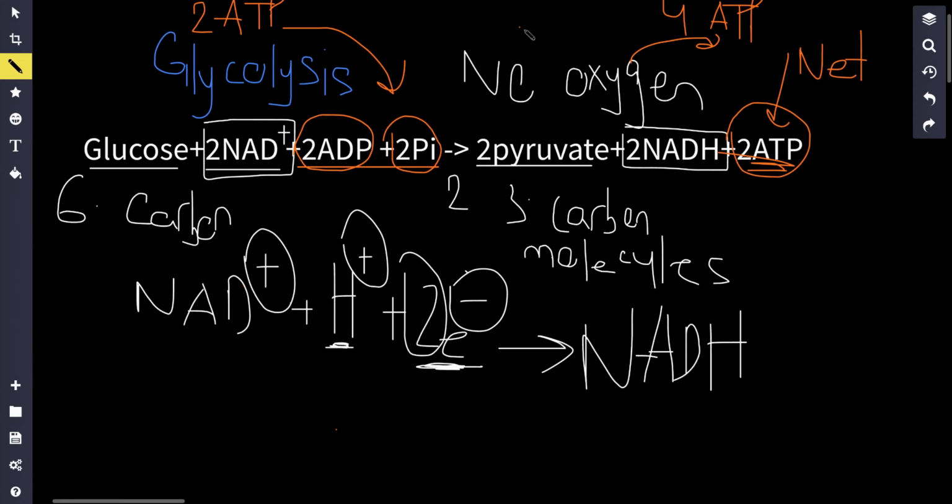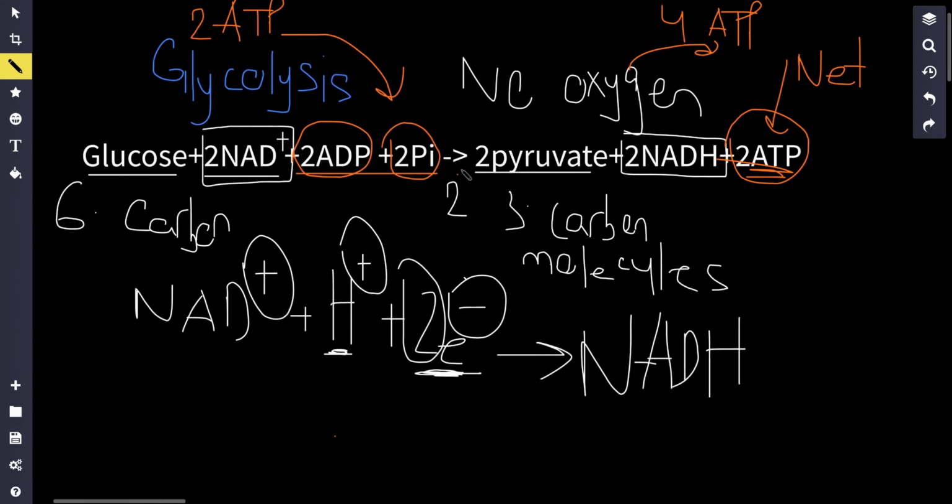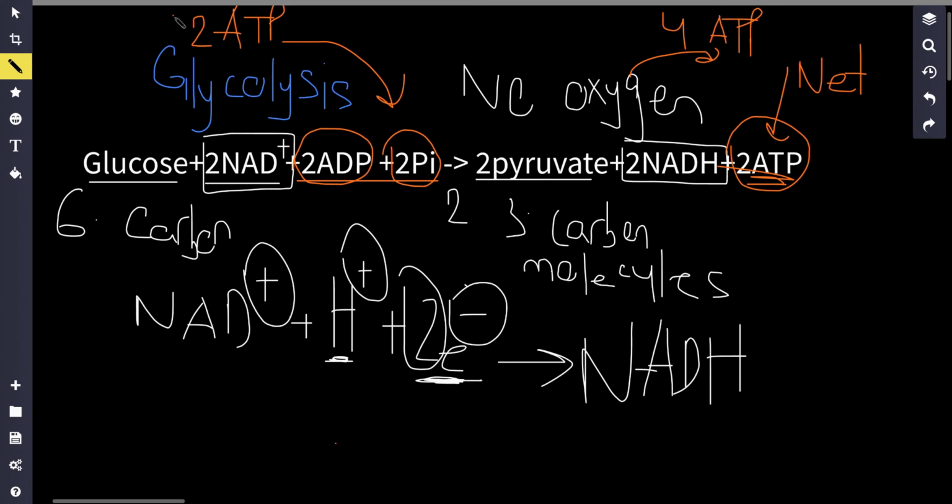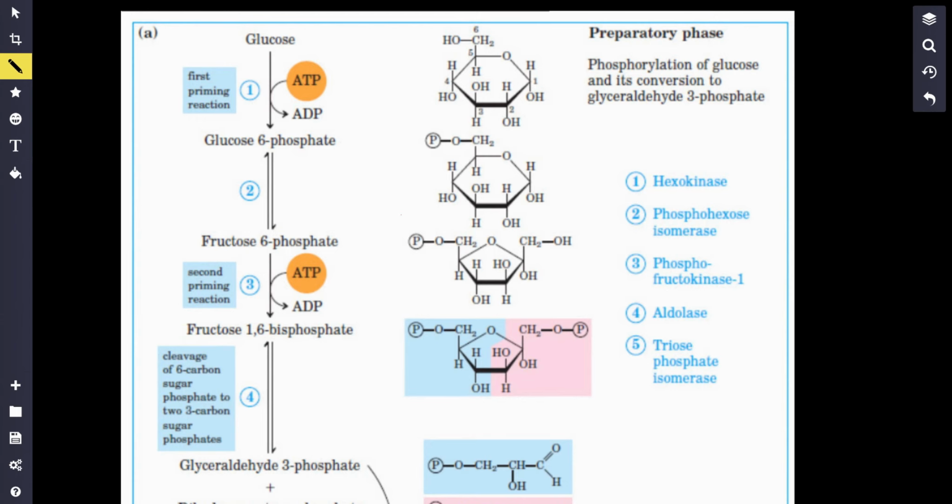So glycolysis is going to have 10 steps, right? It's going to have 10 steps, and there's going to be an initial sort of investment, or input, of 2 ATPs during the start, and then after that you're going to get out 4 ATPs. So here are the steps in detail.